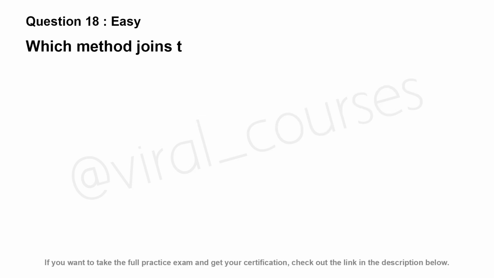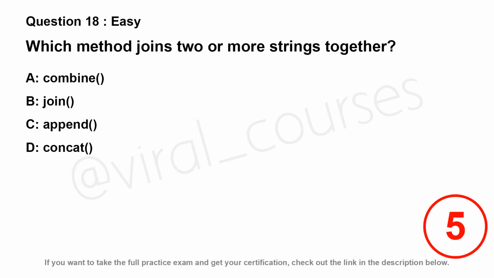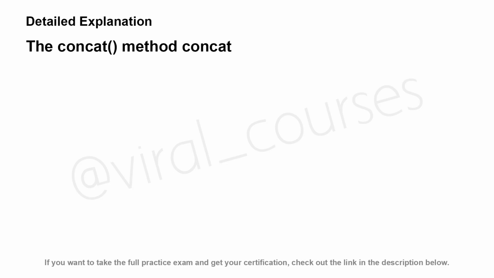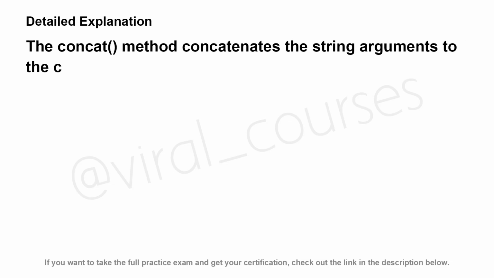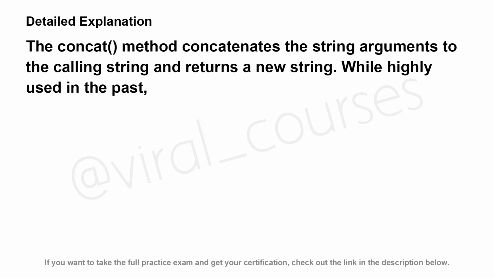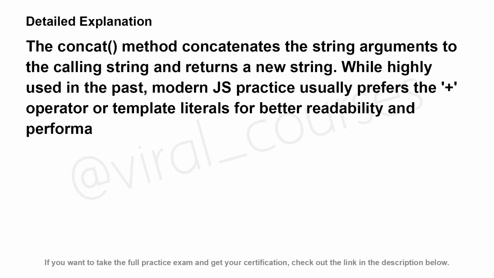Which method joins two or more strings together? Option A, combine. Option B, join. Option C, append. Option D, concat. The correct answer is D. The concat method concatenates the string arguments to the calling string and returns a new string. While highly used in the past, modern JS practice usually prefers the plus operator or template literals for better readability and performance.